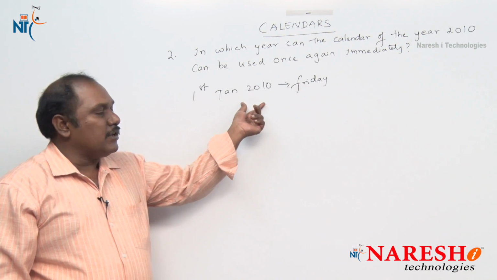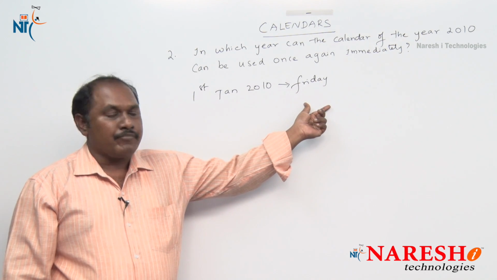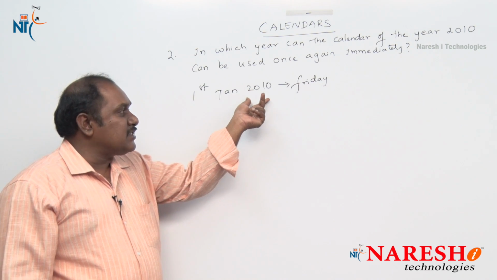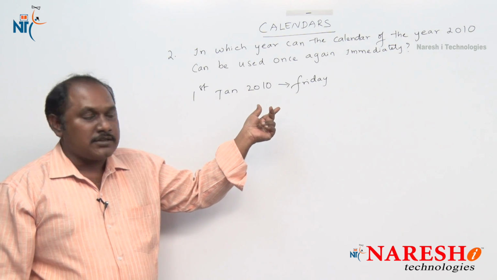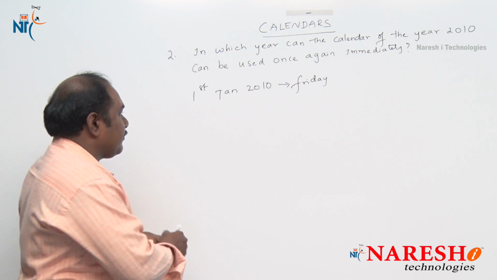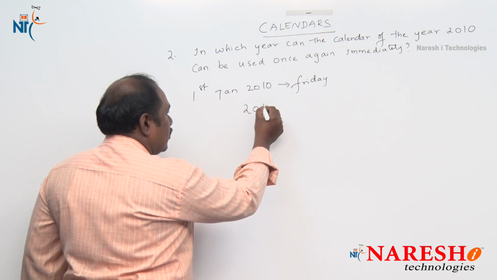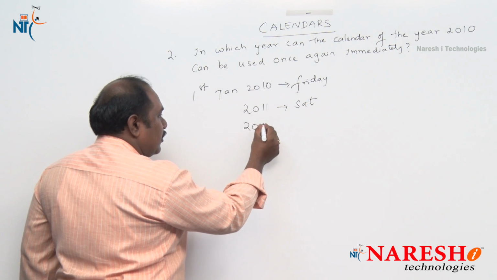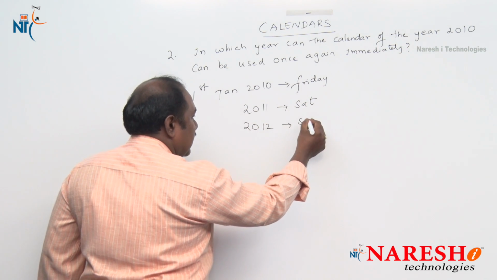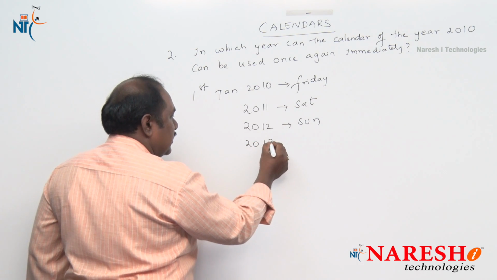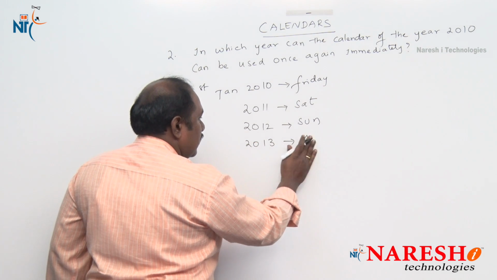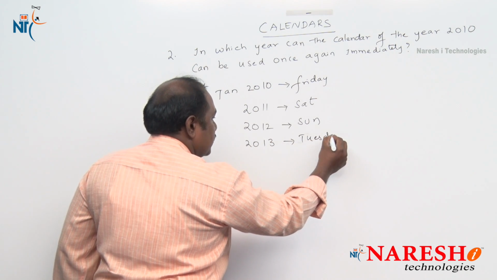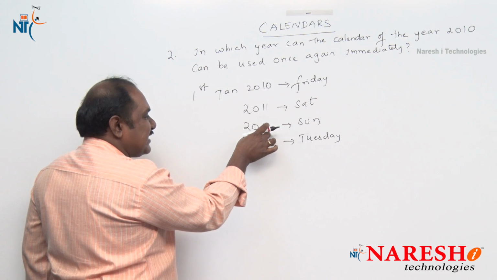Now 1st January 2010 falls on Friday. 2010 is a non-leap year and I want to use this calendar once again. So in which year can I use this? If 2010 is a non-leap year, then 1st January 2011 should fall on Saturday. 1st January 2012 should fall on Sunday. 1st January 2013 should fall on Tuesday because 2012 is a leap year.